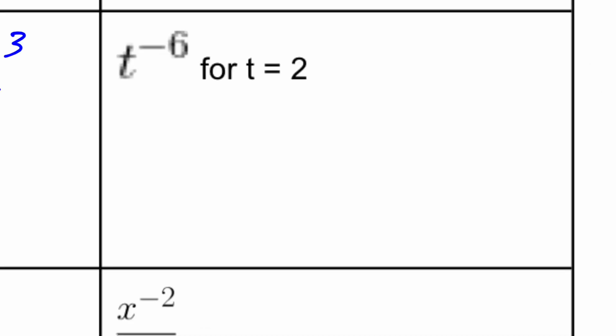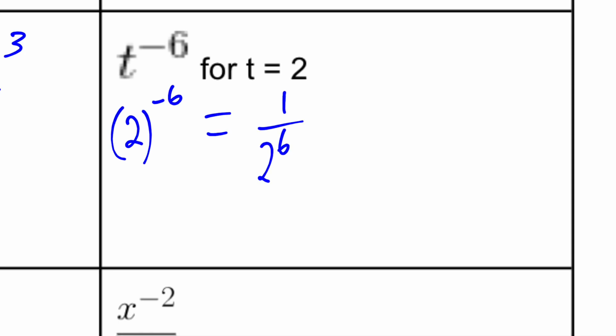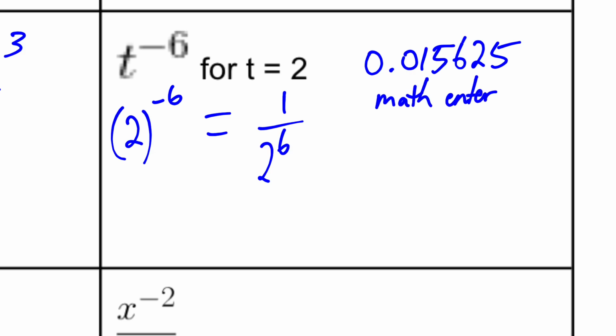Here we plug in a value for t. So we plug in a 2 to the negative 6, which is the same thing as 1 over 2 to the 6th. If we put this into our calculator, we might get 0.015625. Don't forget to press Math, Enter, Enter, because we want to leave all of our answers as a fraction, which is 1 over 64.